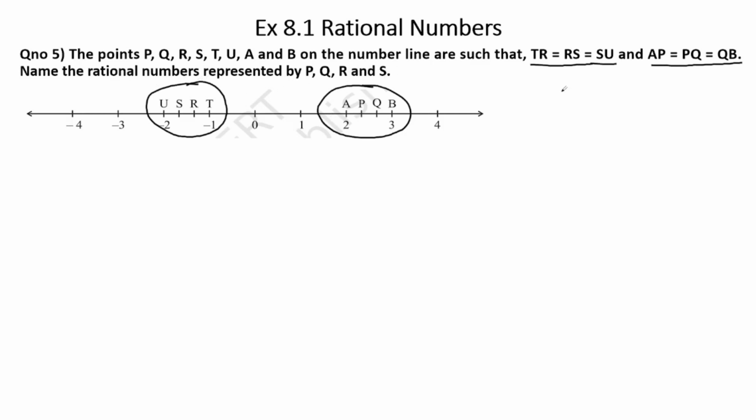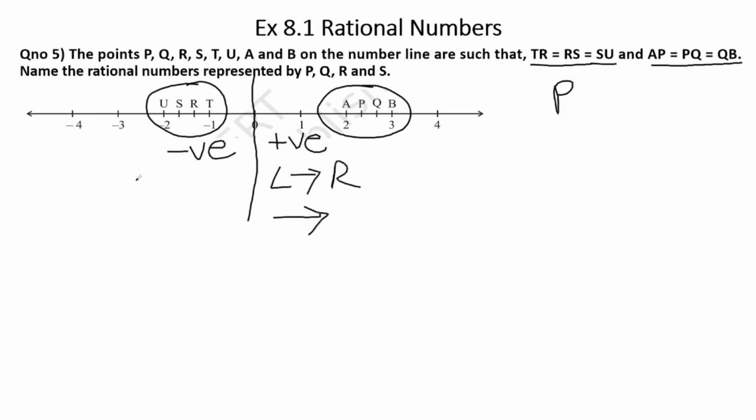First, let us find for P. The right side of the zero will be positive. The left side of the zero will be negative, right? For positive rational numbers, as I have explained in the previous examples, we have to count from left to right. For negative, we have to count from right to left. Now, where is P? P is on the positive side. So, P is a positive rational number.